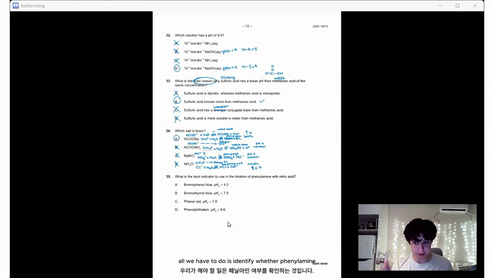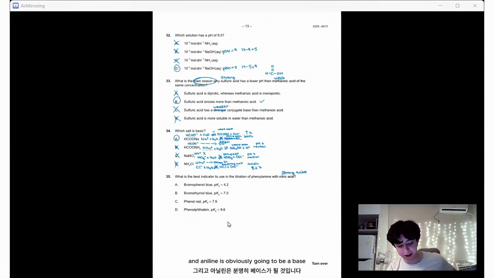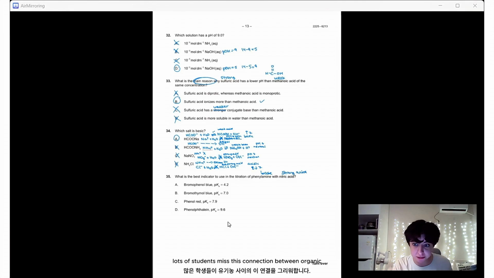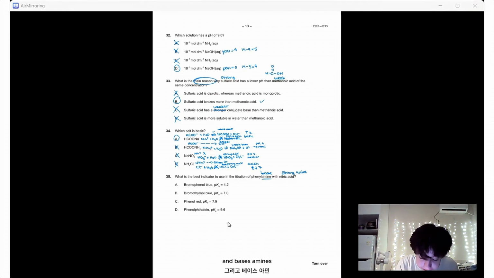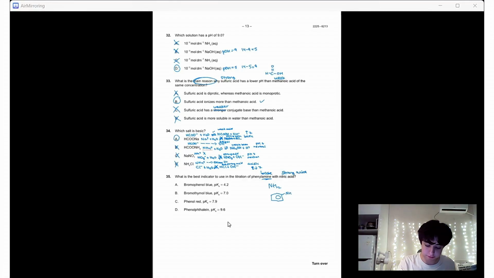All we have to do is identify whether phenylamine is a strong acid, weak base, whatever, as well as nitric acid. Nitric acid, we already said before, is a strong acid, very strong, unlike me. And phenylamine is obviously going to be a base because that's our only option. However, lots of students miss this connection between organic and acids and bases. Amines are like ammonia's cousin, like your NH2s. You don't have to know what phenylamine looks like. Spoiler, it is just a phenyl group with an NH2. But anyways, all you have to do is the amine.